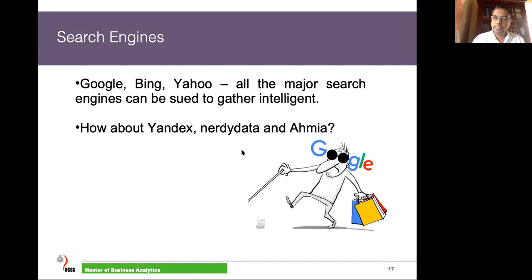If you are an OSINT professional, you should master searching not only on Google, Bing, and Yahoo, but also on Yandex, Nerdydata, and Ahmia. Yandex is similar to the other popular search engines, but it indexes in a different way. If you search on Yandex, you need to be careful, because it gives you all the underworld links. Underworld means porn sites, drug sites, malicious activities, and so on. So be very careful if you use Yandex, because it gives everything openly, while Google filters out and gives you decent content.